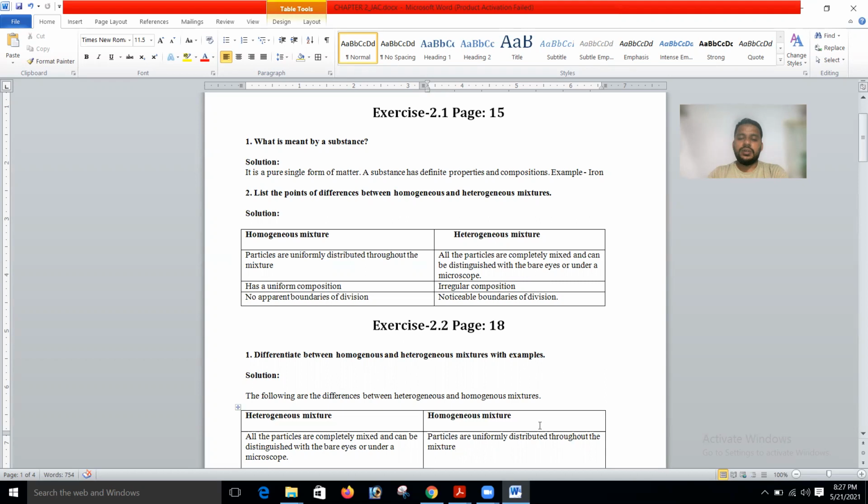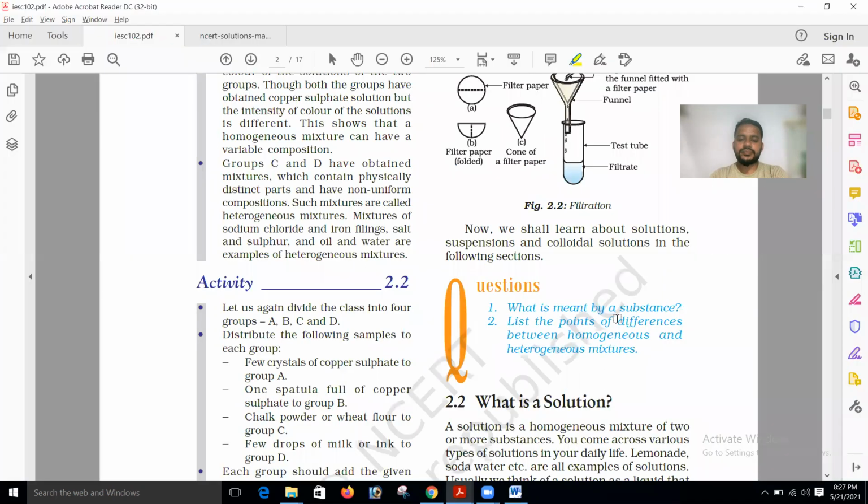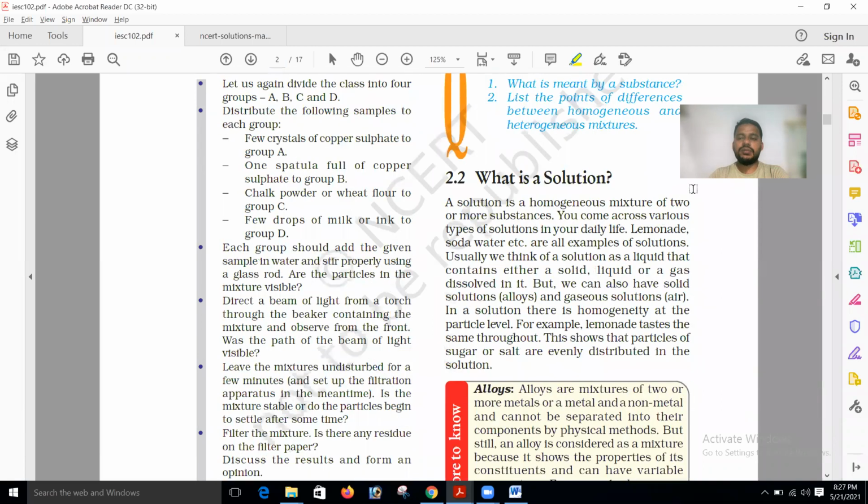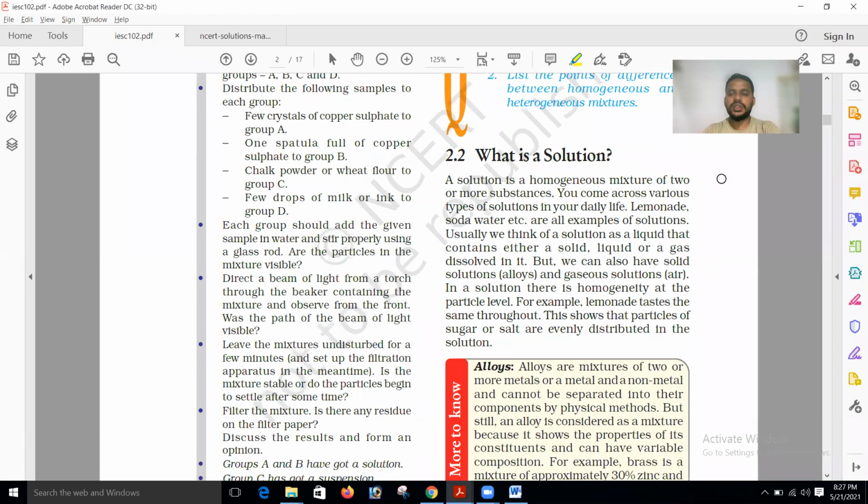Okay. So let's go to the theory part again. Next we have to see what a solution is. So you can see here, a solution is a homogeneous mixture of two or more substances. It is a very basic definition. If we mix two or more substances, but the condition is that the mixture must be homogeneous, then they will form a solution.